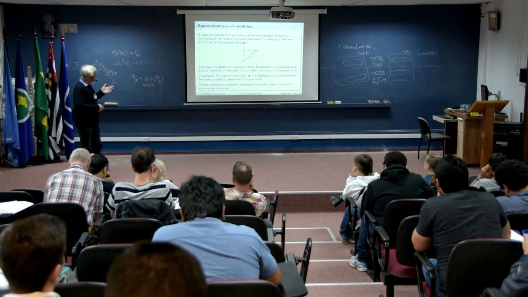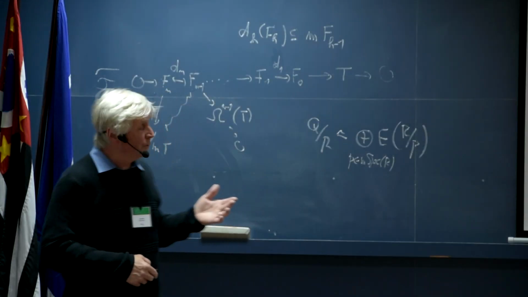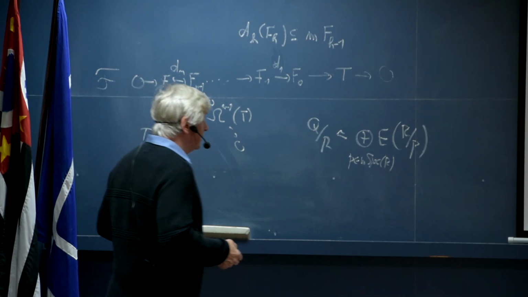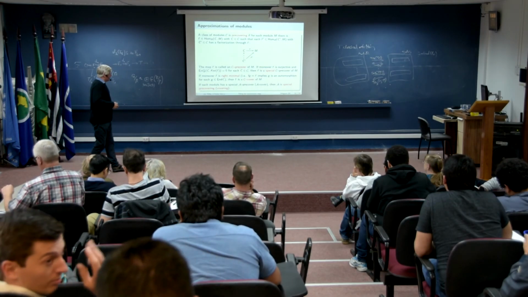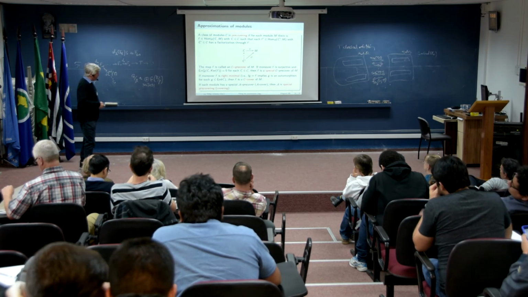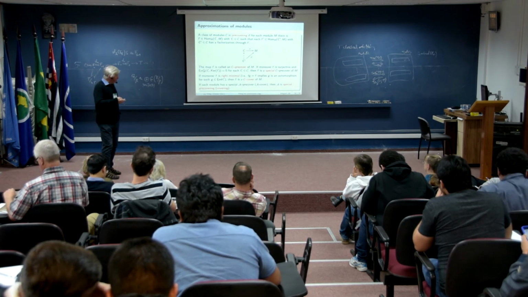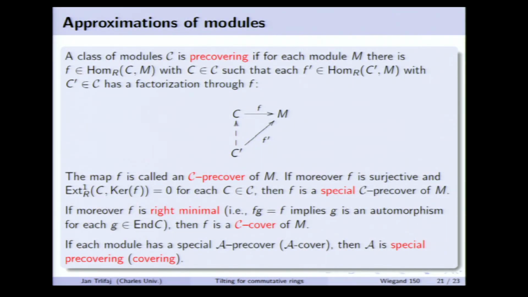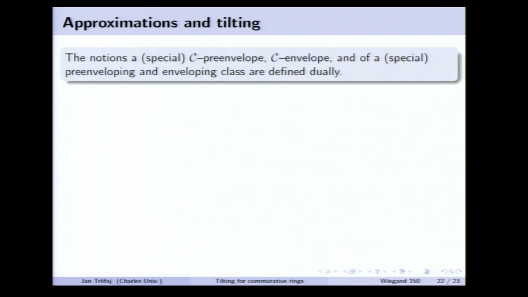For the case where C is the class of projective modules, these are exactly the projective covers. That's just a generalization of that. And C-covers, if the class contains the projectives, are always special. That's why the special ones are so important. If all modules have a C-precover, special C-precover, or C-cover, then the class is called precovering, special precovering, covering, etc. There's also the dual notion, which we will need tomorrow.